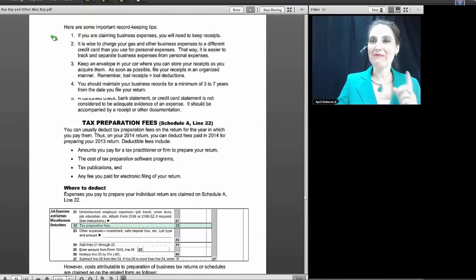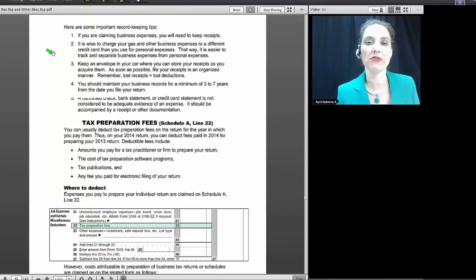So here are some important record-keeping tips. If you are claiming business expenses, you need to keep your receipts. It is wise to charge your gas and other business expenses to a different credit card than you use for personal purposes. That way it's easier to track and separate the business expenses from your personal expenses.